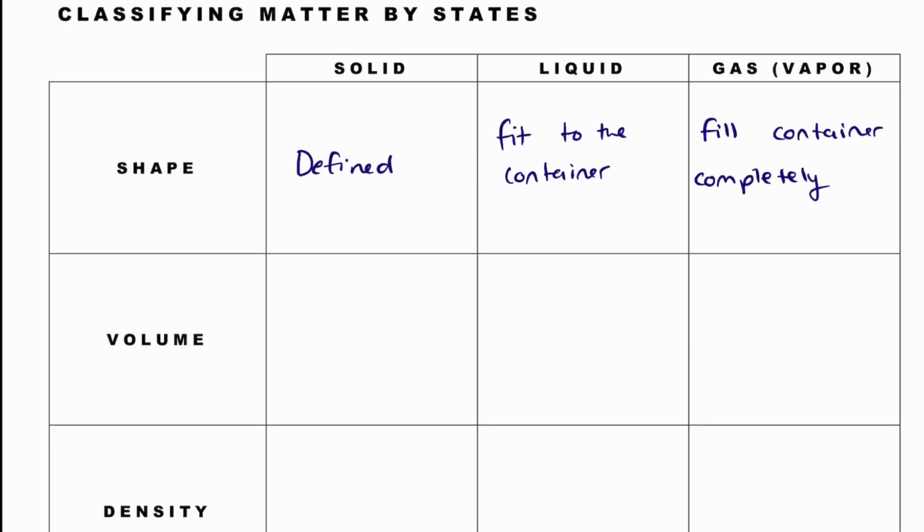Okay, solids, they're going to have a defined volume. Liquids, they're also going to have a defined volume. We can just pour them into like a graduated cylinder and measure their volume. Gases, on the other hand, because they expand to fill their container, the volume of the gas is simply going to equal the volume of the container.